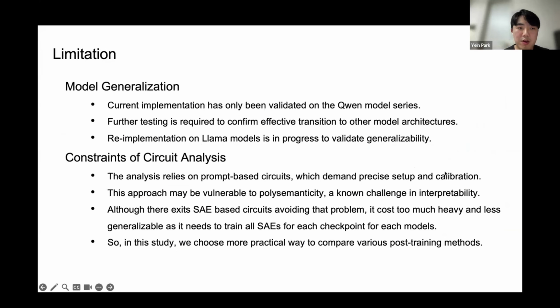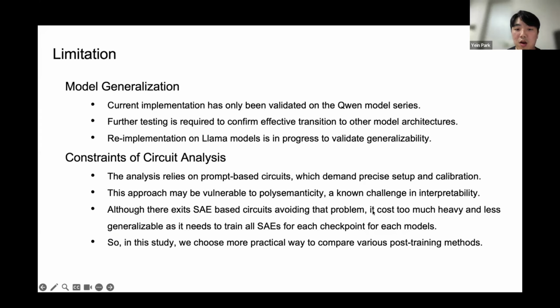And we also want to mention the limitations, like model generalization. We only use the Qwen models, and we are currently using Llama to re-implement our whole process. And the constraints of circuit analysis are also a problem. If you are not familiar with interpretability, it would not be a simple question, not a simple theme, but the analysis relies largely on just simple prompt-based circuits.